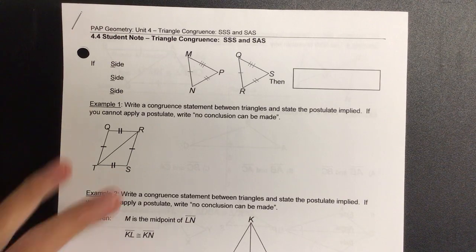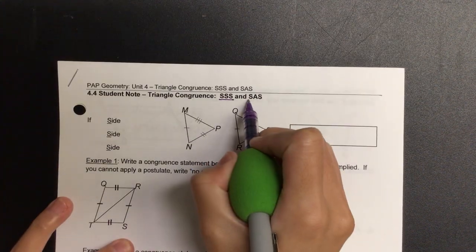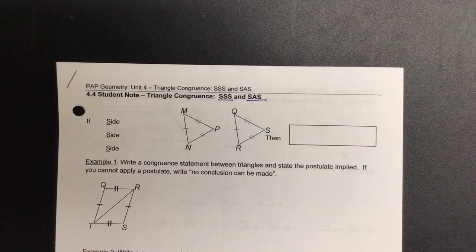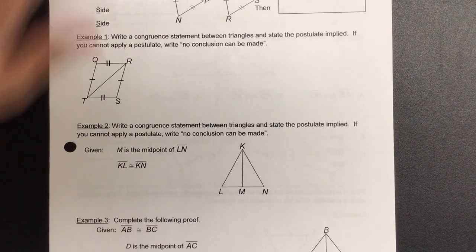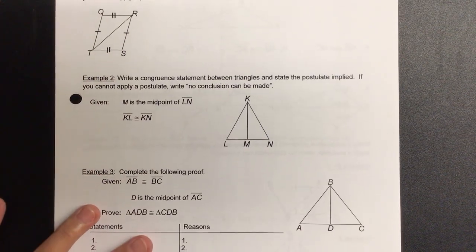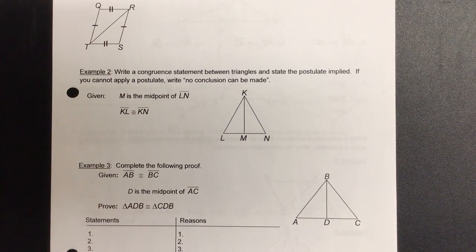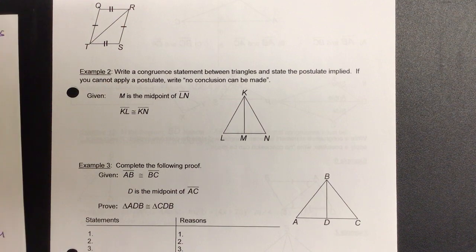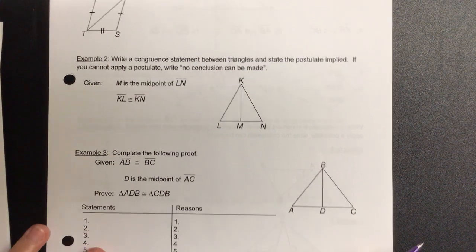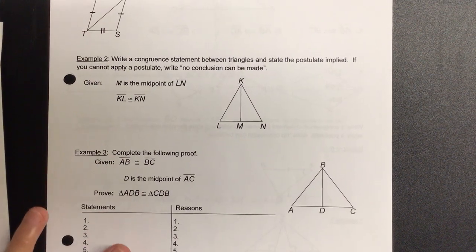So for 4.4, we're looking at side, side, side, and side angle side, and these two are ways to prove two triangles are congruent. So let's jump straight to example number 2. On example number 2, Joey, let's read. Write a congruent statement between triangles and state the postulate. If you cannot apply a postulate, write no conclusion can be made.